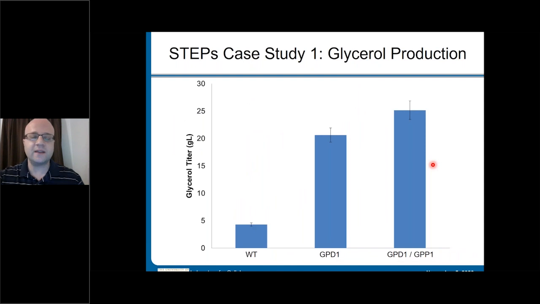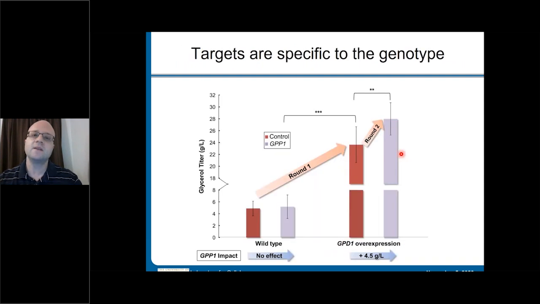So we can see that when we actually hard code these overexpressions, in terms of our glycerol titer in grams per liter, going from our wild type strain to a GPD1 overexpression to a GPD1 GPP1 overexpression strain, we see this progressive improvement of our overall activity. Likewise, we see that the targets that we identify are very specific to the genome, something obviously that's known, but we can see that relatively rapidly using these CRISPR approaches. GPP1 has no impact in the wild type background, but does improve the glycerol production in a GPD1 overexpression background. This really demonstrated the importance of being able to port these libraries into new cells of interest.